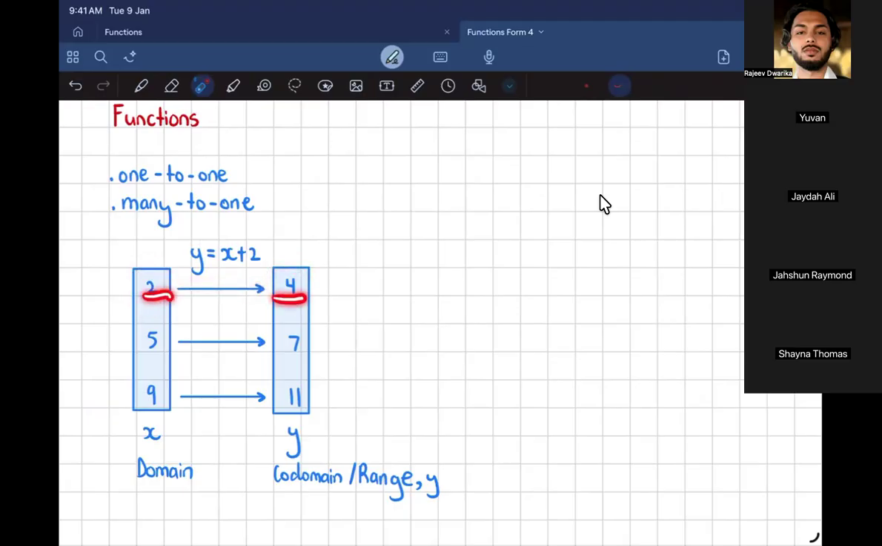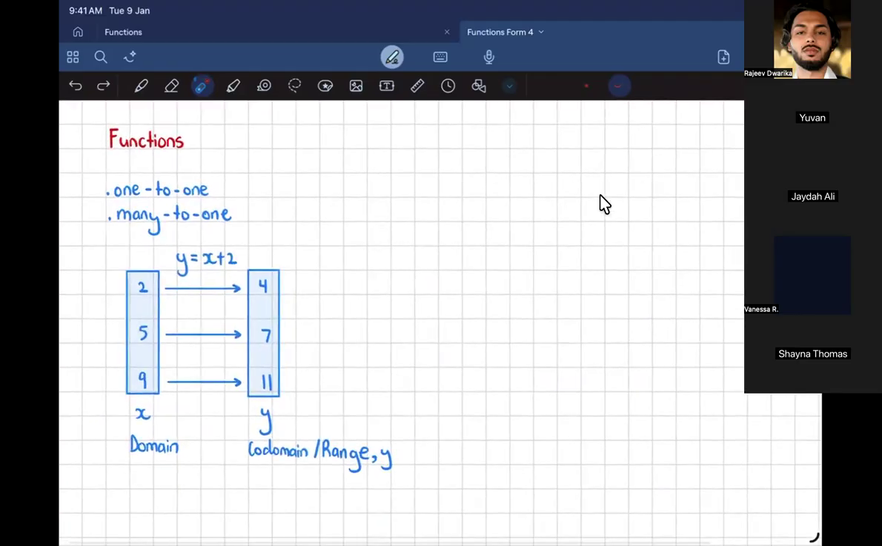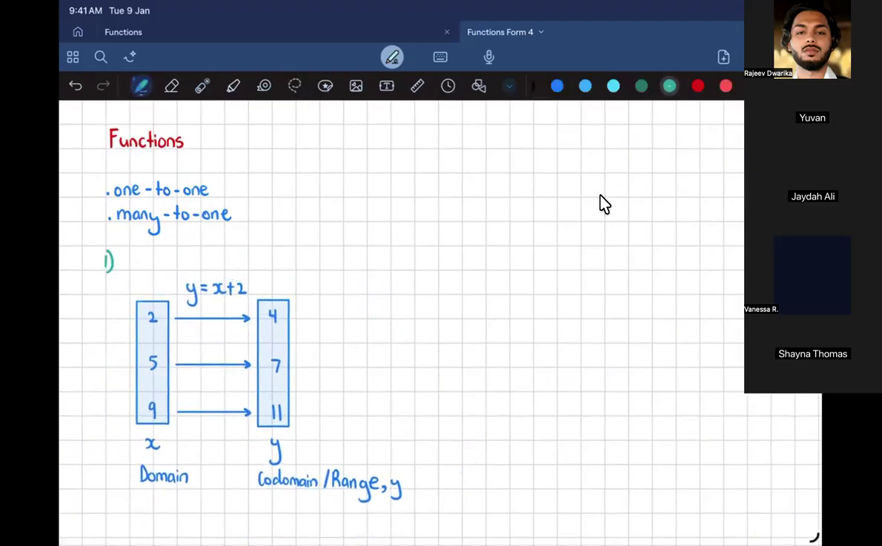Vanessa, if I had this scenario over here, would it be 1 to 1? No, because 5 is going to 4 and 7. That's not 1 to 1, that's 1 to 2, right? And we would call that 1 to many. So you will see more about it later on. But this is the most basic example of a function, and the one I drew over here is called a one-to-one function.